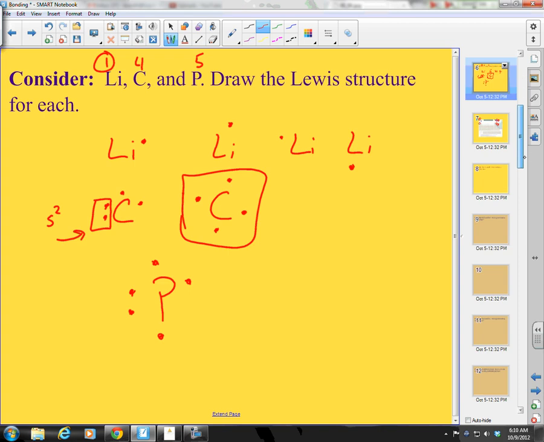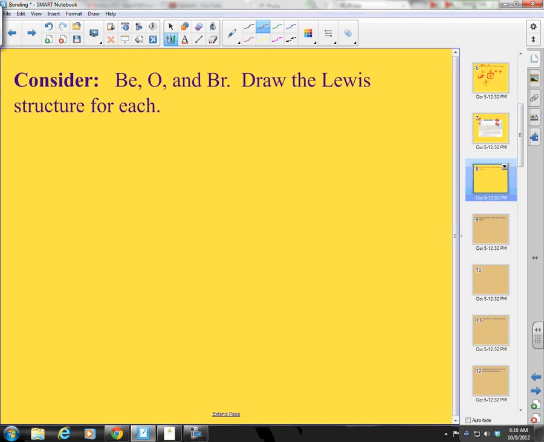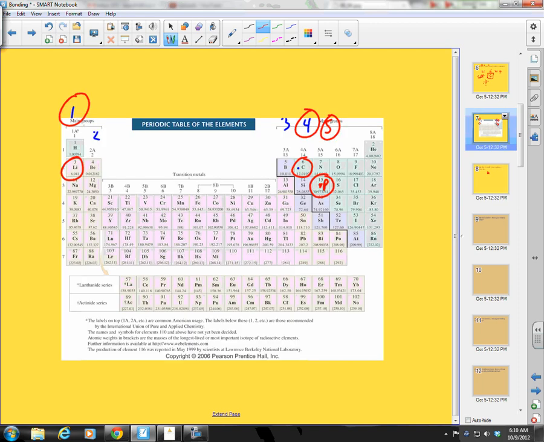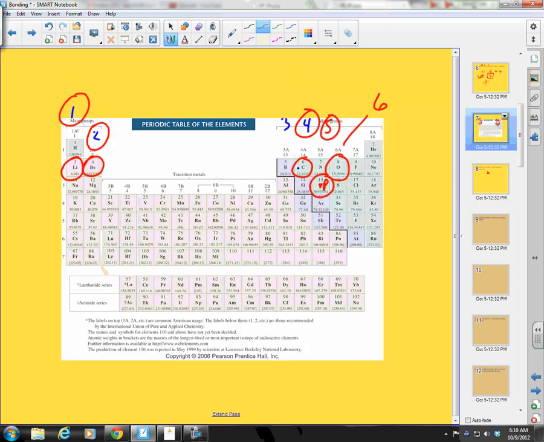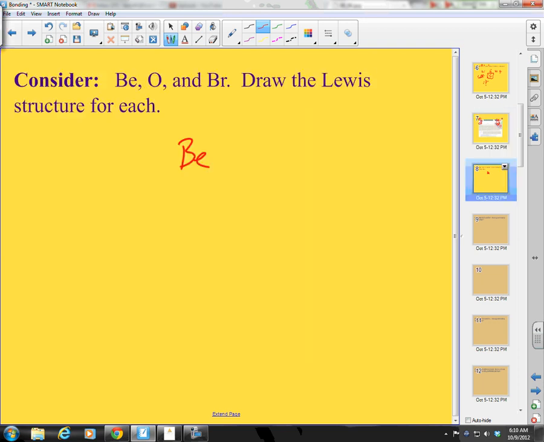All right. Let's see what you can do. Pause me and take care of beryllium, oxygen, and bromine. Okay, beryllium. We go to the periodic table. Beryllium has what? 2 valence electrons. And then what? Oxygen. Where's oxygen? Oxygen has 6 valence electrons. And what's the last one? Bromine. Where's bromine? Bromine has 7, so we have 2, 6, 7. Good. So 2, 6, 7.